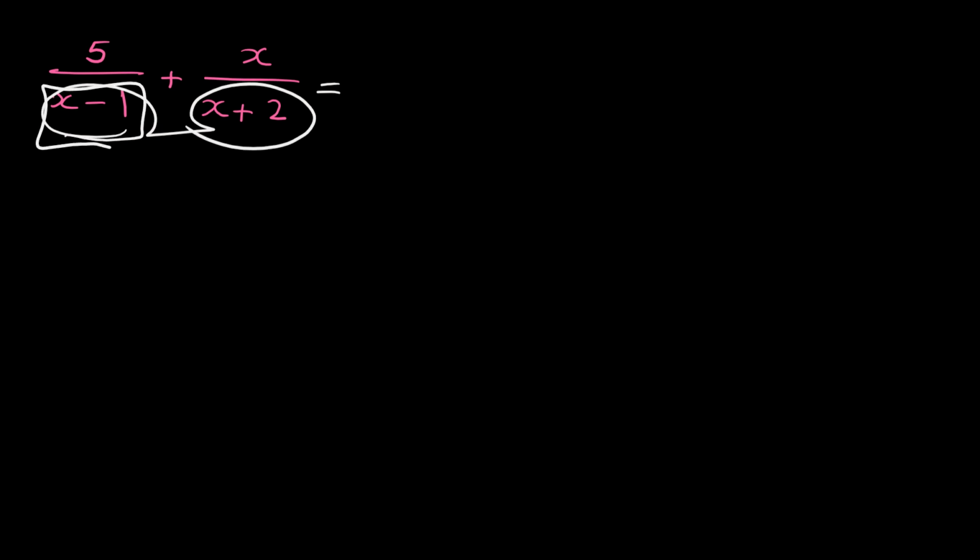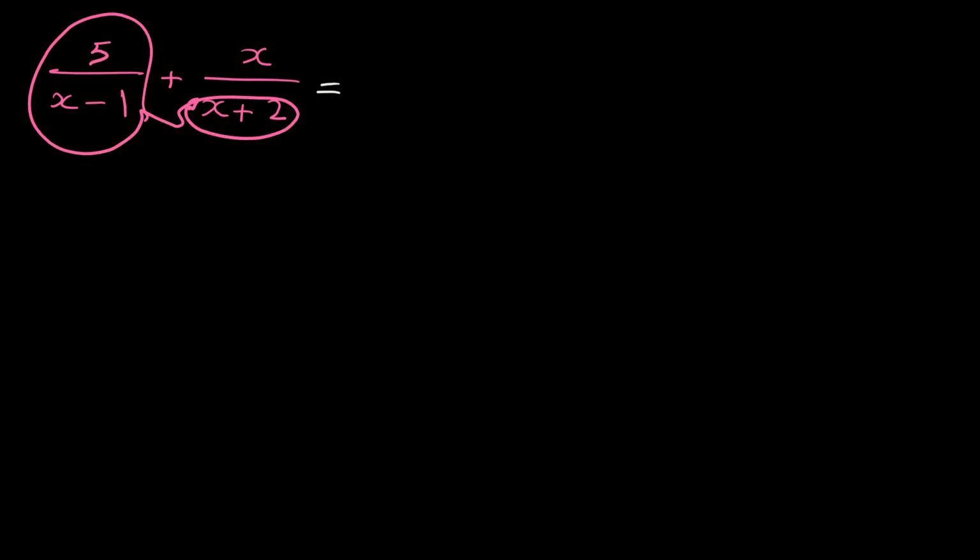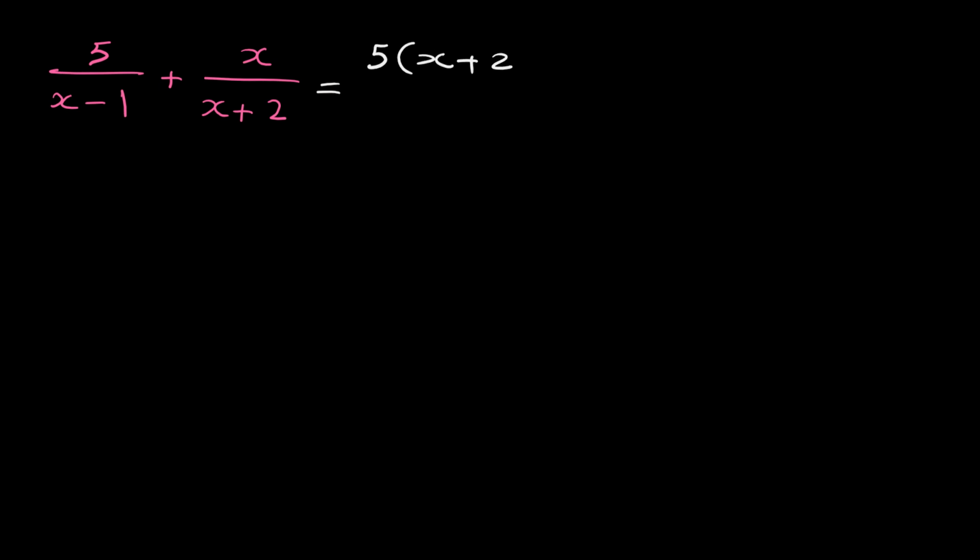As you can see, the denominators right now are not the same. To make the denominators the same, we multiply the numerator and the denominator of this fraction by this denominator. So we multiply numerator and denominator of this by x plus 2. Then we have 5 times x plus 2 over x minus 1 times x plus 2.